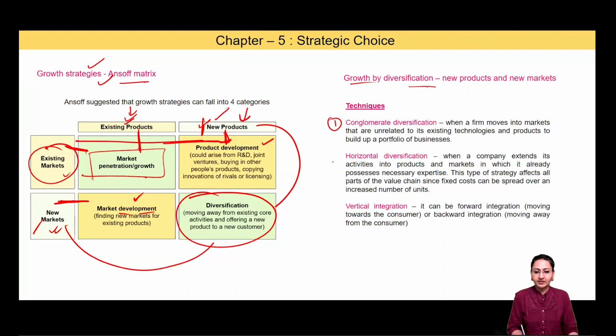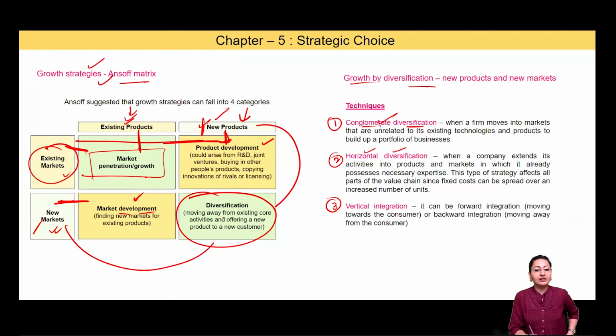That's it. Now, when we say diversification, you will see three words being used here. One, conglomerate. Two, horizontal diversification. Three, vertical integration. Conglomerate is when you are moving into a market which is not at all related to your existing business. Neither your business related nor your market related. That means everything is new and you enter into such a market, that is conglomerate, everything new.